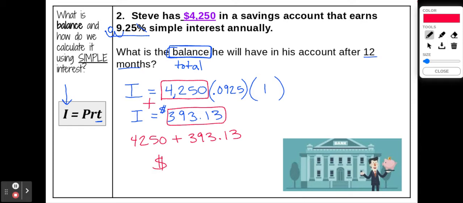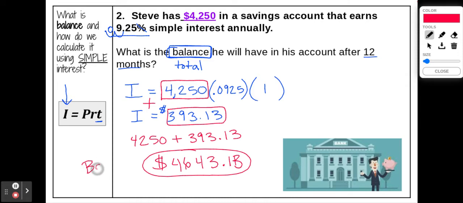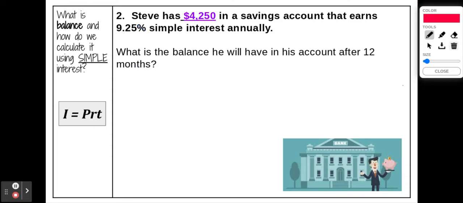The total balance that he's going to have in his account after 1 year would be $4,643.13. There we go. That's our total amount of money. This is the balance. So we can say balance equals. That's what he's going to end up having. So he started with 4,250 and now ends up with 4,643 after he made some interest. Very good, Steve. You did well.